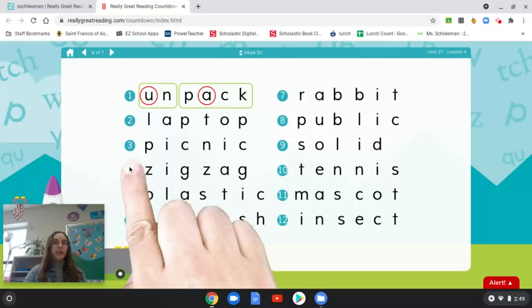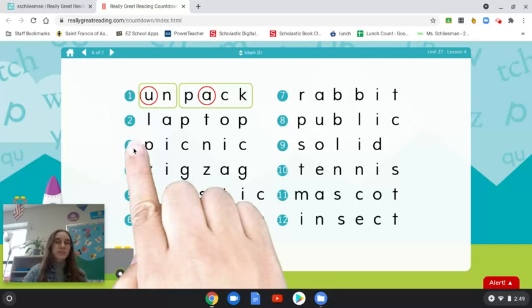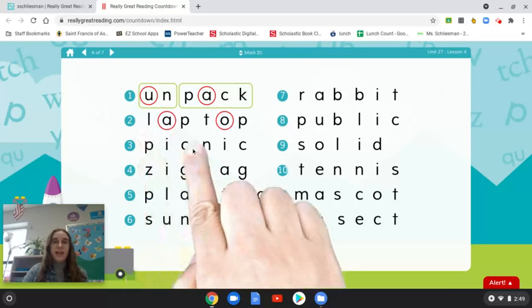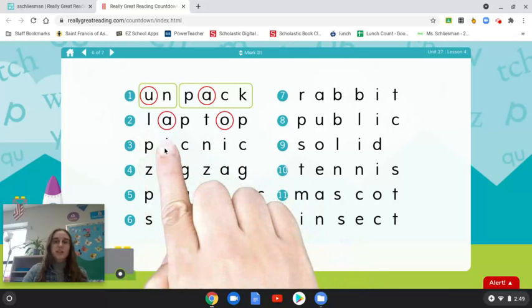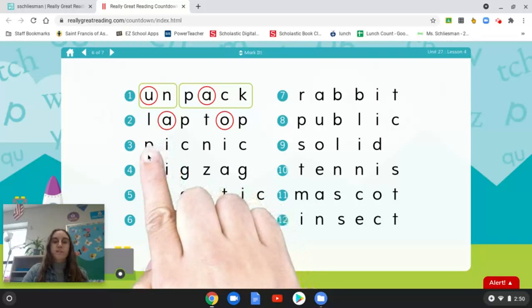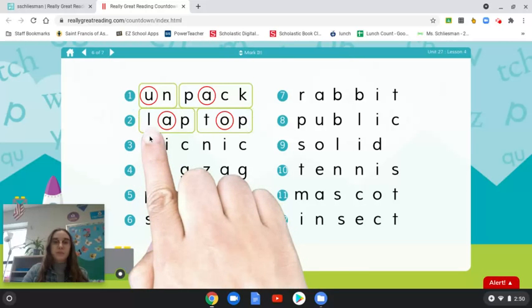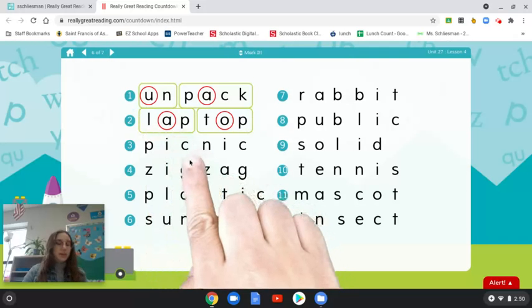Good. Now, let's do number 2 together. Let's have your pencil ready to go. How many vowels are in this word? 2. Can you circle the vowels in this word? Should have A and O. Are they next to each other? No. So how many syllables are in this word? 2. So we're going to draw our rectangles around each syllable. Good. Now let's read it.